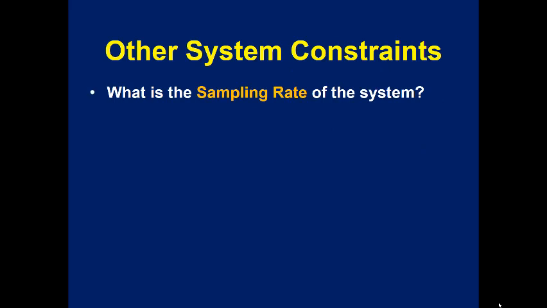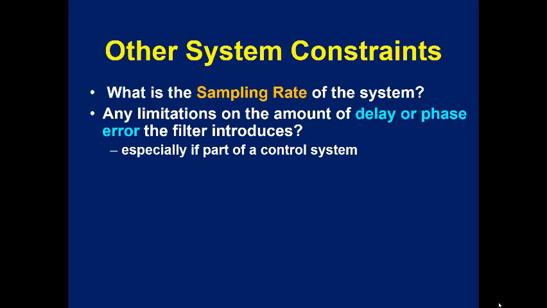Other system constraints come into question. Obviously, first we said the sampling rate is something we need to understand and know. And are there any other limitations or requirements that the rest of the system places on our addition to it, particularly around delay and phase error, and most particularly if we are part of the internal workings of a closed-loop control system, then any phase we add to the system may be critical.